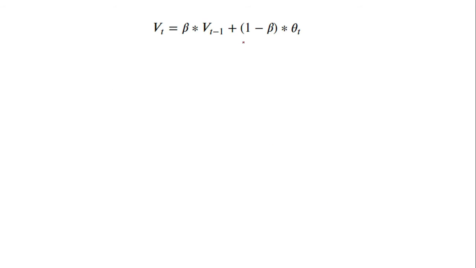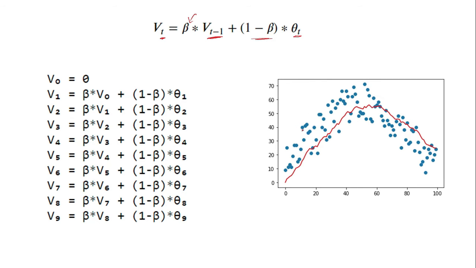The exponentially weighted moving average is calculated with the help of this equation, where the average at timestamp t is calculated by multiplying this beta hyperparameter with the previous average, plus 1 minus beta times the current data point. For example, if these blue points are given by the thetas, then the exponentially weighted moving average of these points will be exactly this red line. And this red line will be plotted with the help of these V's.